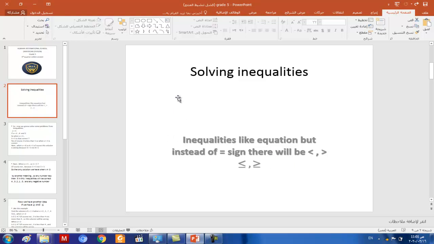Inequalities means the same steps as an equation, but instead of using the equal sign, we have more than, less than, more than or equal, or less than or equal.